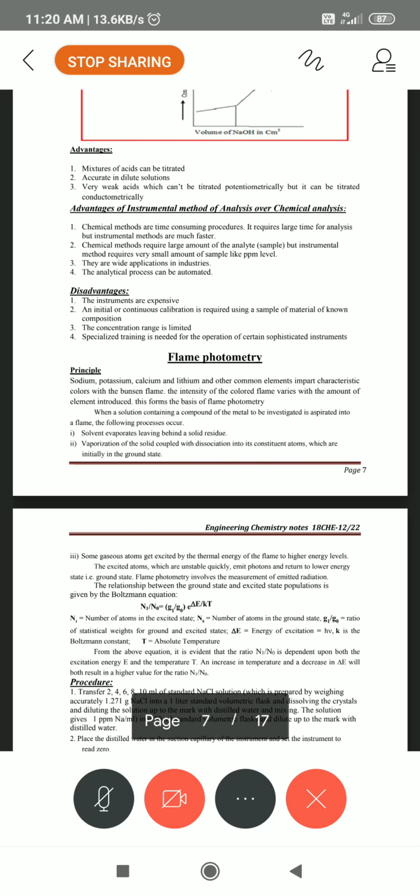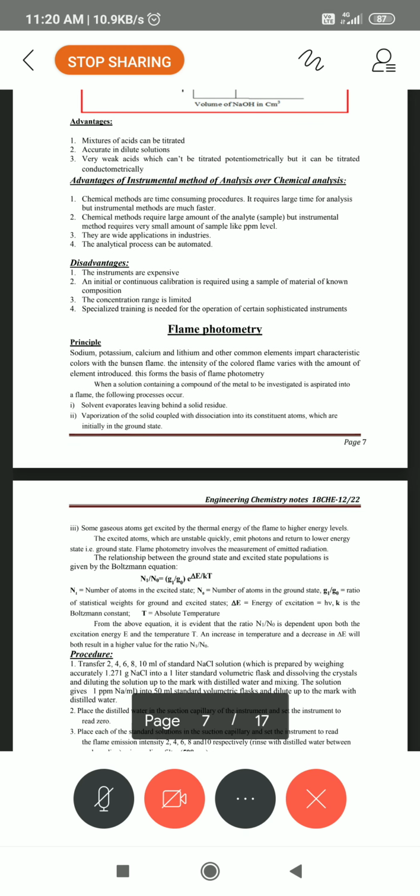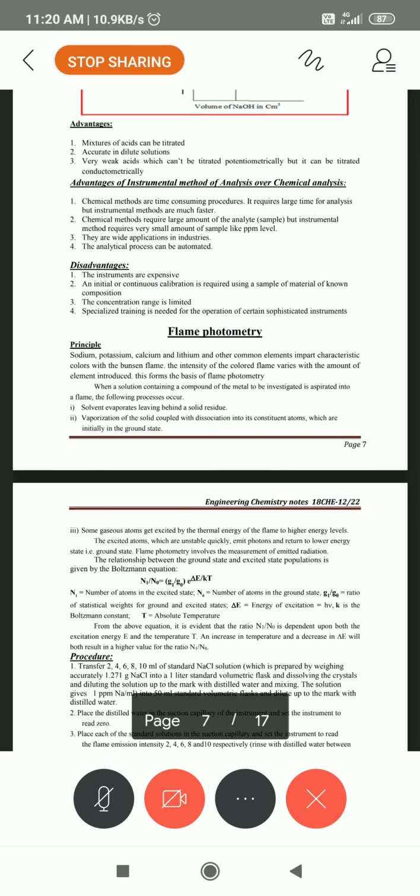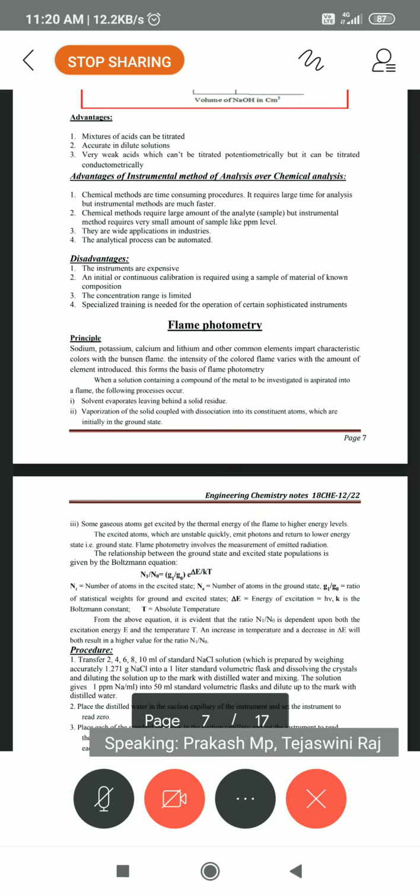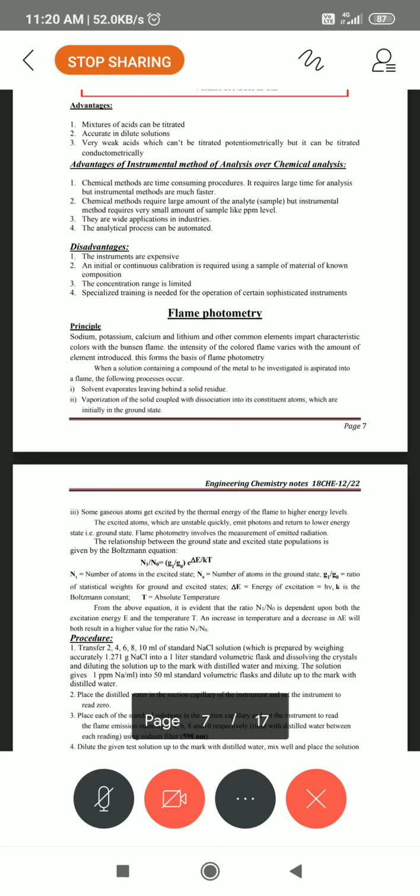The instrument used is the flame photometer. It is a photometer: photo means light, and with the help of the flame we can get the light. At the time of burning, the solution we have taken absorbs energy, followed by excitation. So it is passing towards a higher energy level, jumping from a lower orbital to a higher level.